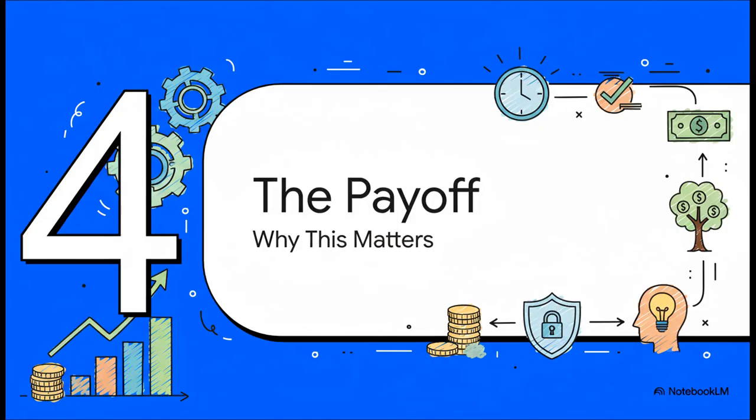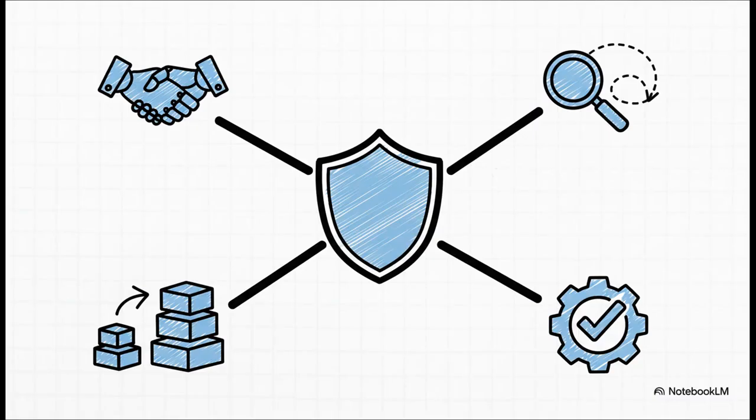Okay, so we've seen the technical how, but now let's talk about the payoff. Why does any of this really matter? What are the actual tangible benefits for your finance team and really for the business as a whole? This slide really just nails it. First off, it's fully auditable. You get a crystal clear data trail from the payroll run all the way to the final journal entry.